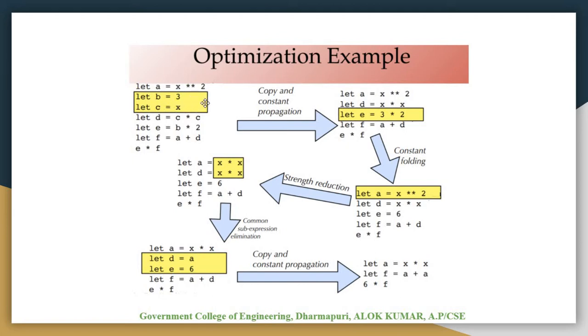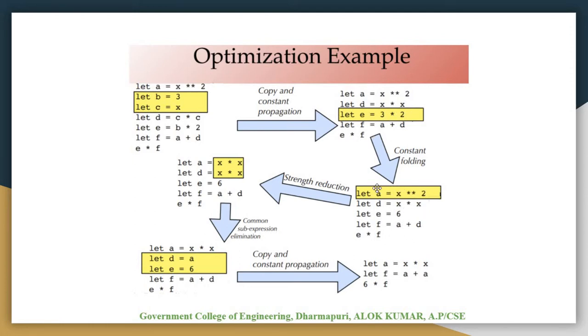Okay, so we can replace this like this. In place of b we can write 3, and in place of c we can write x. So you can see d equals x into x, and here 3 into 2. After that, constant folding we can apply here. So 3 into 2 we can directly write as 6.